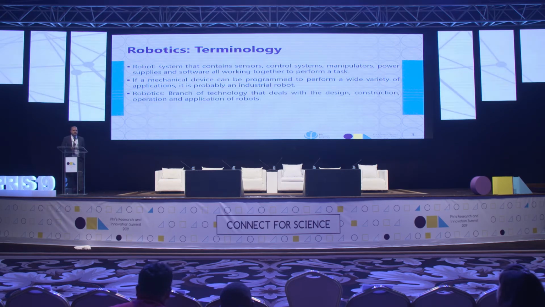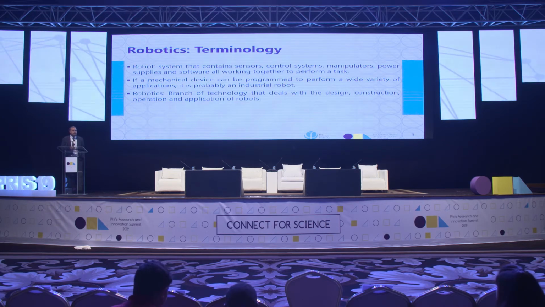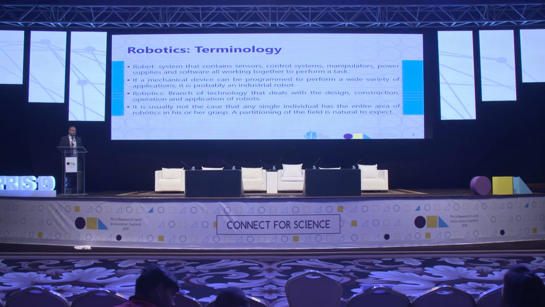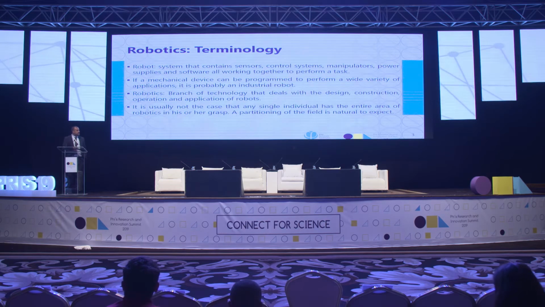Now, when we talk about robotics, it's the science behind the robots. It usually talks about the design, the implementation, the operation, and the application of robots. Of course, it's ordinary not to have a certain person who knows everything in robotics. So it's usually not the case that any single person has all the information for robotics. That's why a partitioning of the field is very important in order to be able to approach it. So you can approach robotics using mechanical manipulation, locomotion, computer vision, or artificial intelligence as an example.